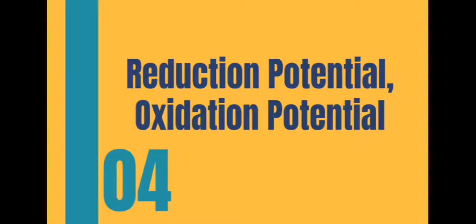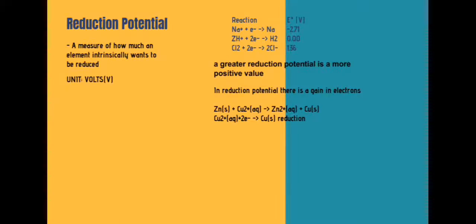Reduction potential, a measure of how much an element intrinsically wants to be reduced. Some compounds in the earth want to gain electrons, they want to be reduced, while some compounds want to lose electrons, they want to be oxidized. The unit for reduction potential is volts.